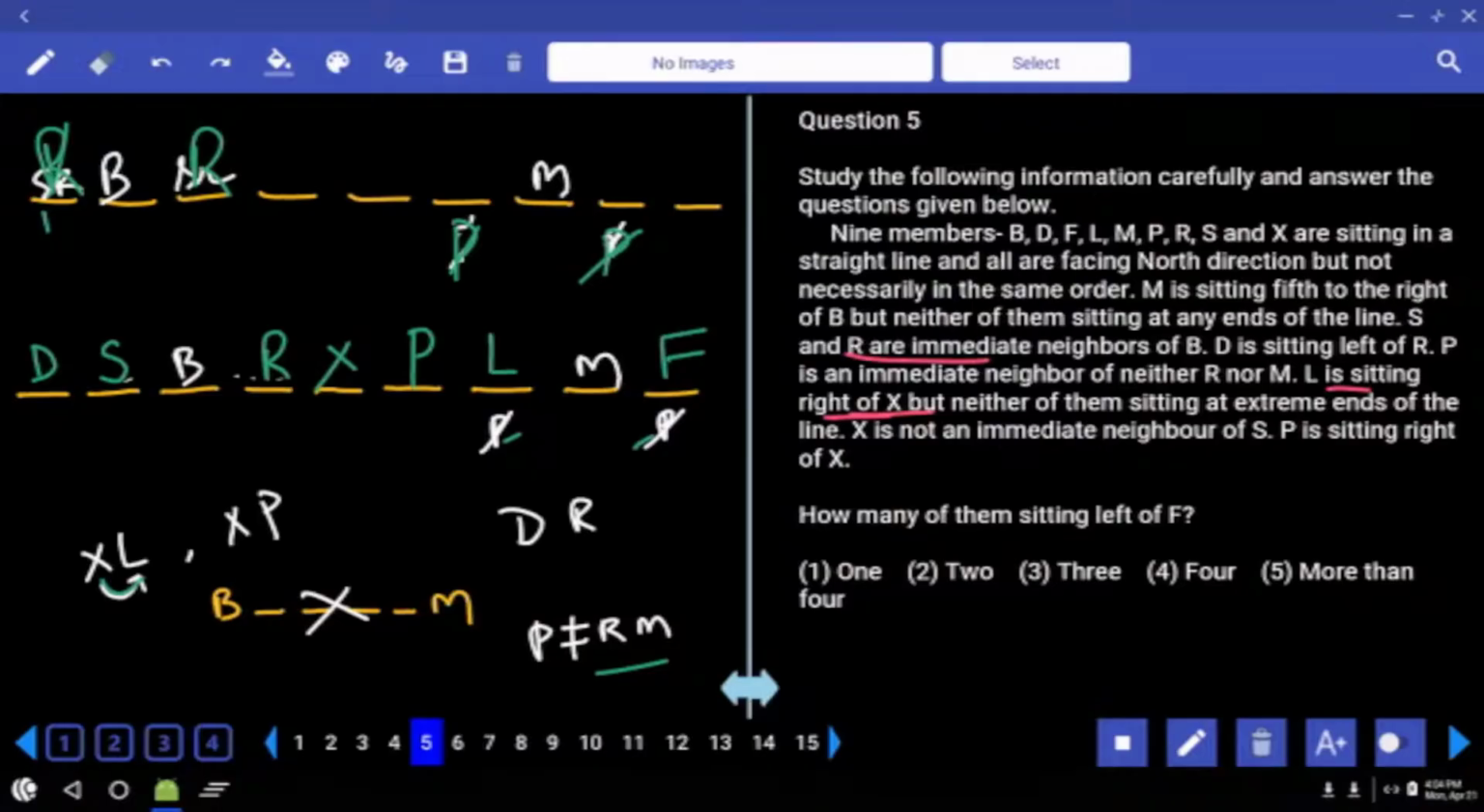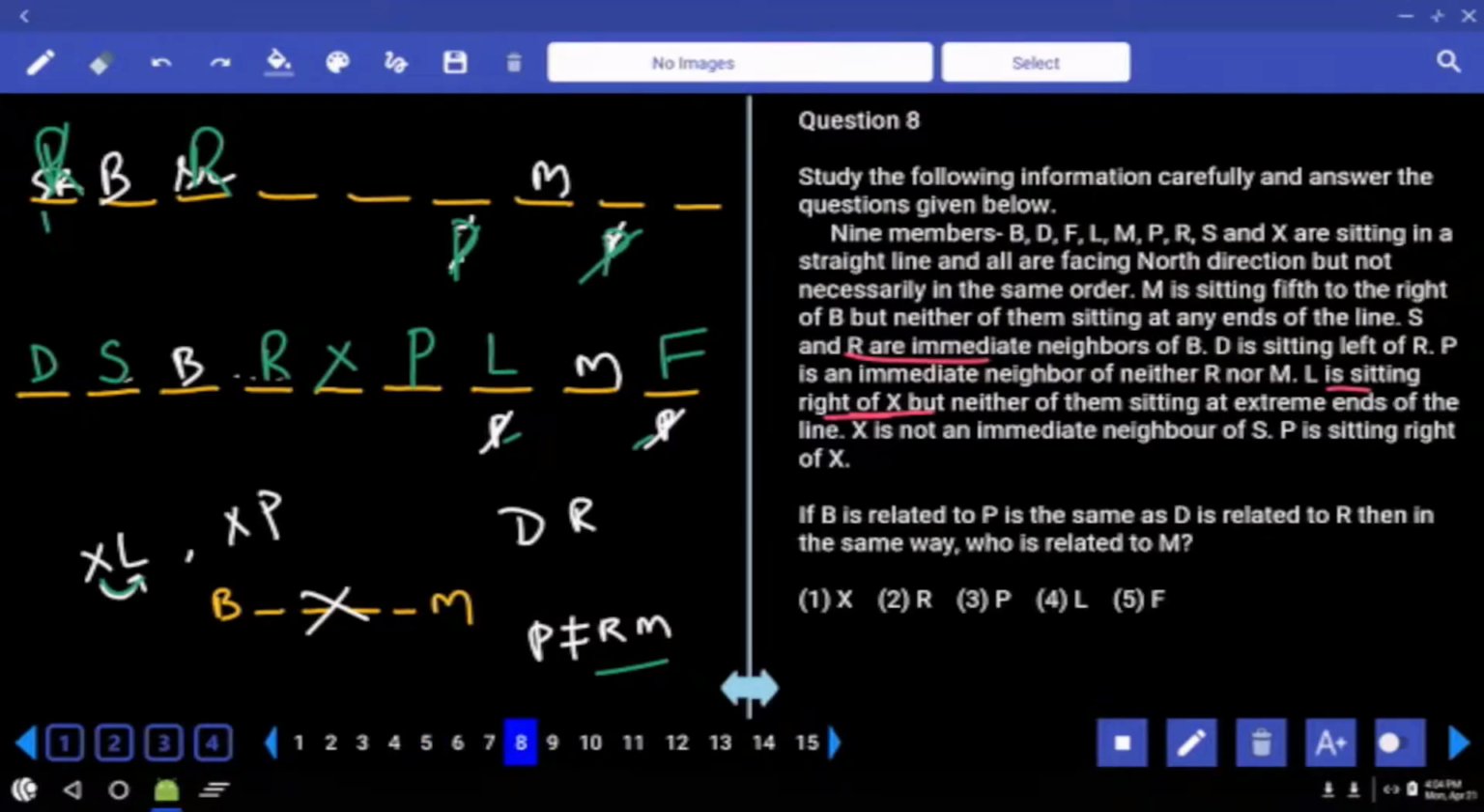Done? Now this is about question numbers 5 to 8.